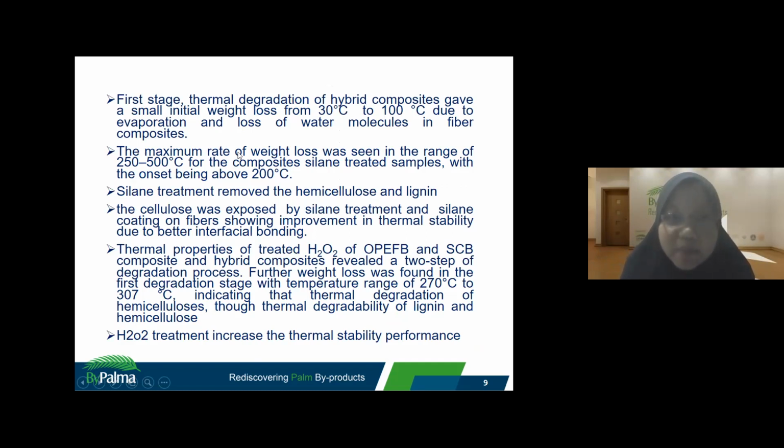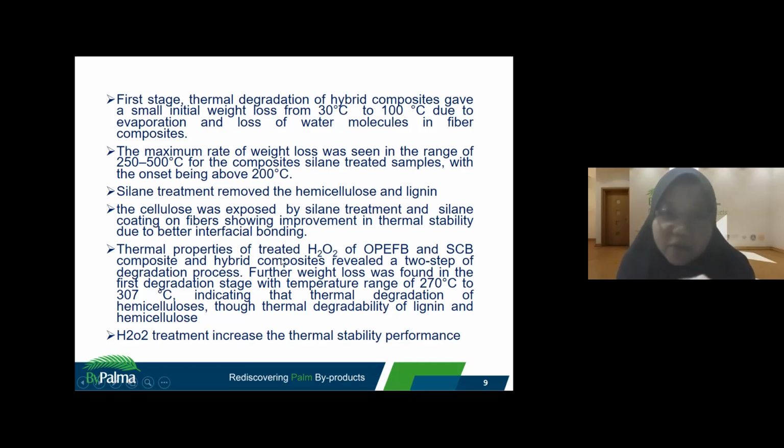Then the maximum rate of weight loss was seen in the range of 250 to 500 degrees C for the silane treated composite samples, with the onset being above 200 degrees C. Silane treatment removed the hemicellulose and the lignin. The cellulose was exposed by the silane treatment, and the silane coating on the fiber shows improvement in thermal stability due to better interfacial bonding.